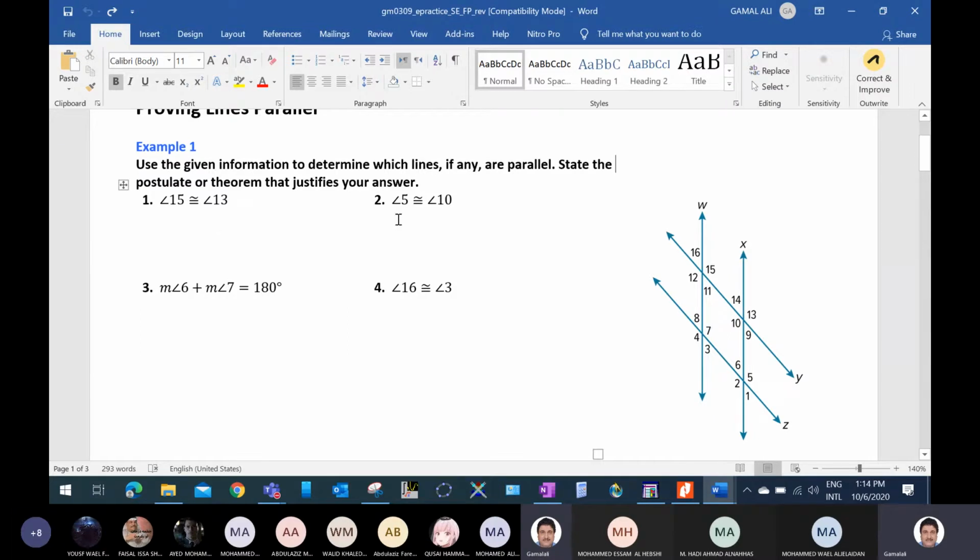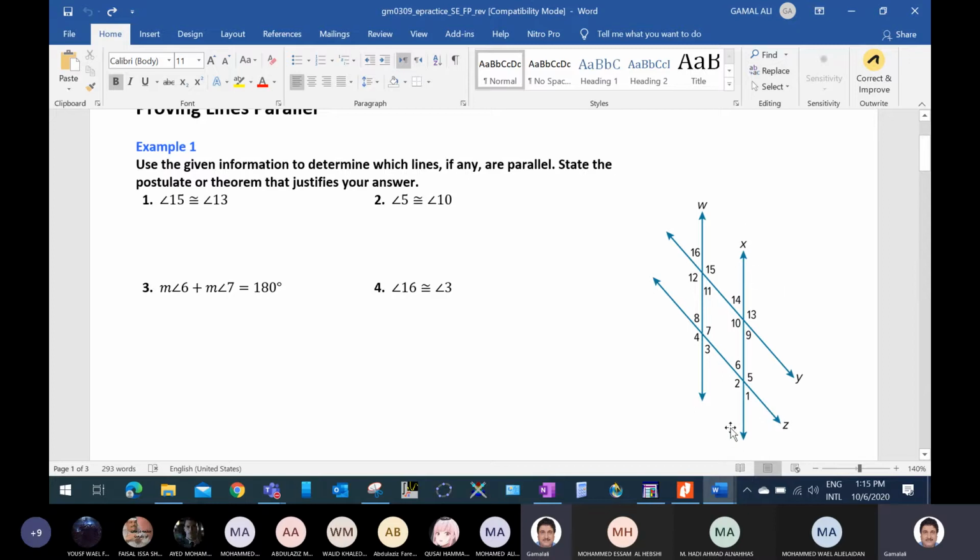Number 2. Angle 5 and 10. Who can tell me what is the relation between angle 5 and 10? They are congruent. Why? Alternate interior. So you are using the converse of the theorem because you want to prove the two lines are parallel. 5 and 10 are alternate interior for the two lines Y and Z with the transversal line X.